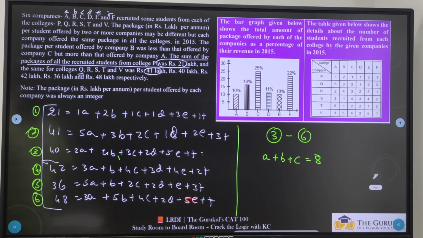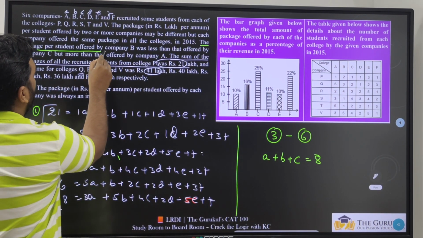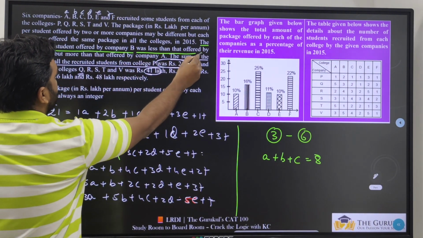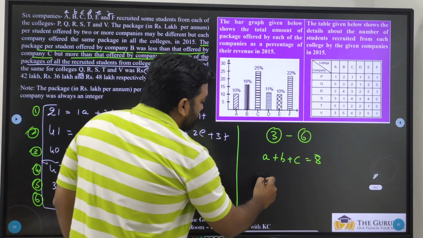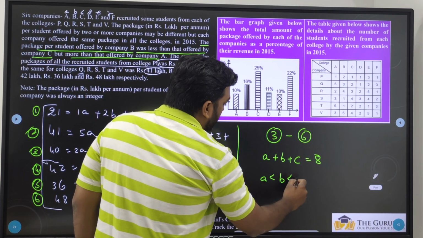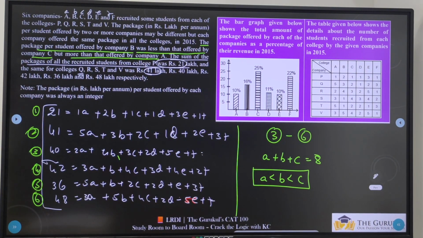Okay. And he also gave the package per student offered by company B was less than that offered by C but more than that offered by A. So A value is less than B, B value is less than C. Because A, B, C are the packages offered by company A, B and C respectively.